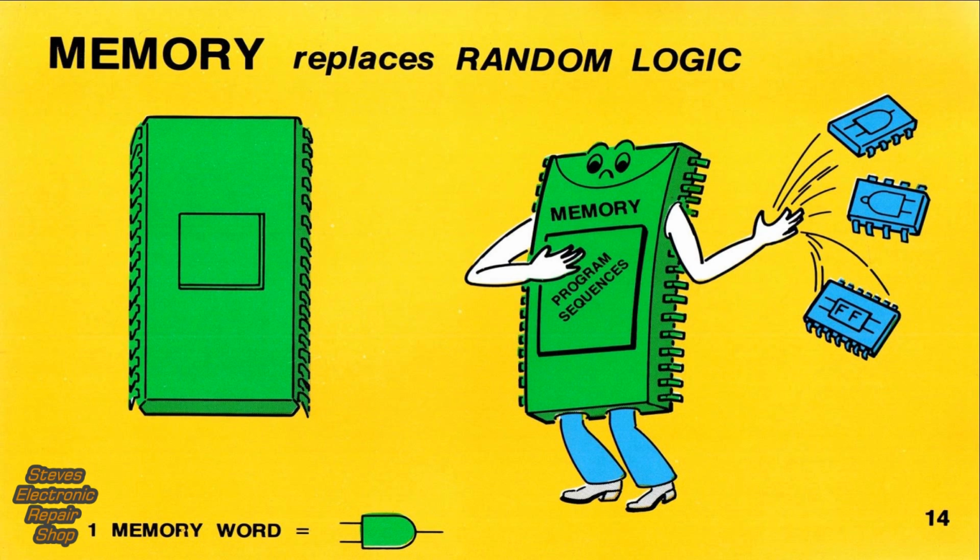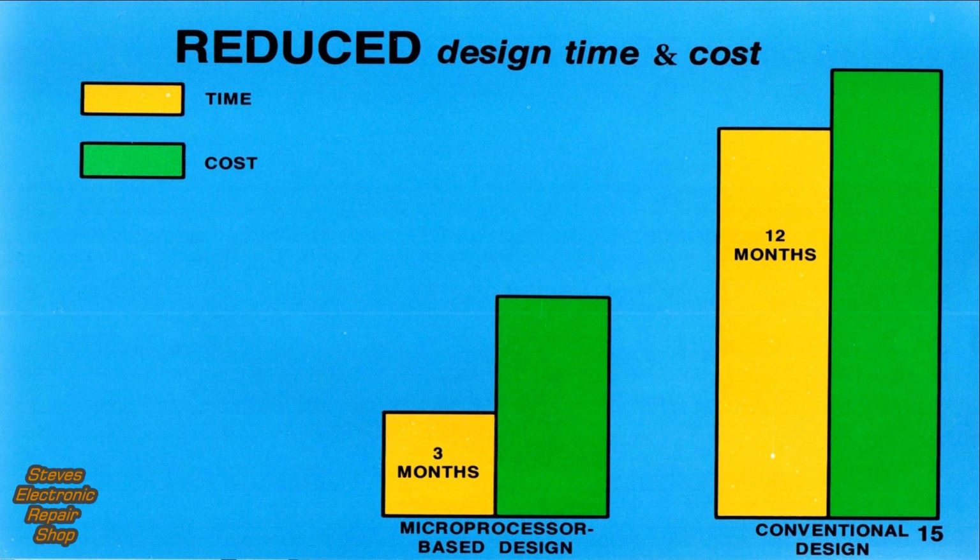As a general rule, one word of memory can replace one logic gate. It's possible to store thousands of words in only one memory chip, reducing chip count from 100 or more down to only 3 or 4. This significant reduction in hardware complexity results in reduced design time and cost, as shown here.